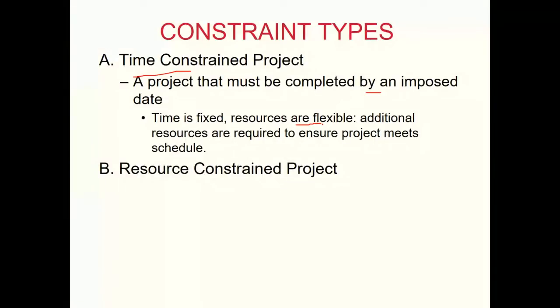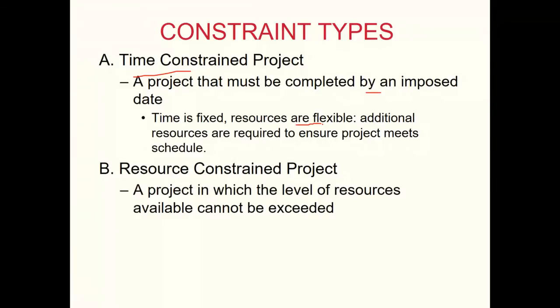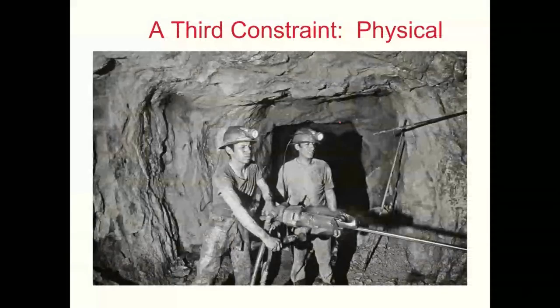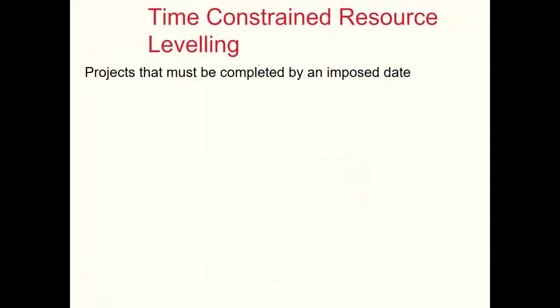The other constraint which we may come across is the resource constraint, which is a project in which the level of resources available cannot be exceeded. Resources are fixed, time is flexible, inadequate resources will delay the project. And the other types of constraint could be physical. So for instance, on the site, your space could be limited. If it's ceiling work, you cannot allocate it to too many contractors working simultaneously. It could be quality management or health and safety concerns. So physical constraints are another.